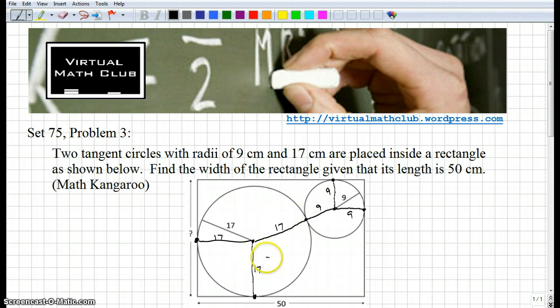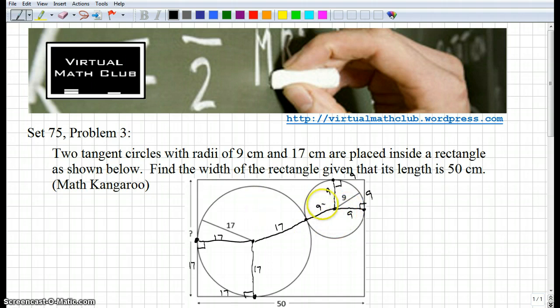Another thing that I know is that a tangent line is always perpendicular to a radius drawn to the point of tangency. So I know that this is a right angle, this is a right angle, this is a right angle, and this is a right angle. So basically I have squares here. That means this edge is 17, and this edge is 17. This edge is 9, and this edge is 9. So we have squares there in the corner.